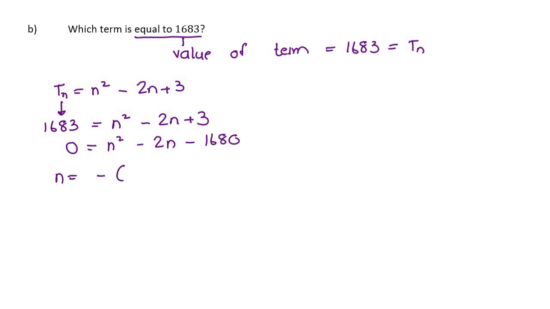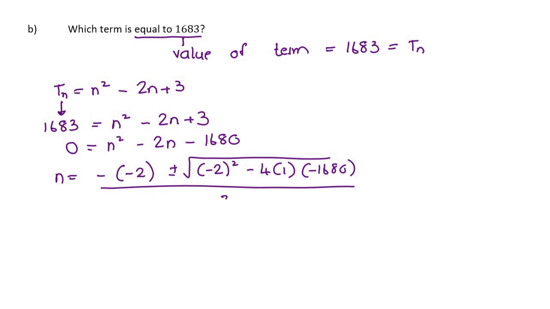So it's negative b plus minus the square root of b squared minus 4ac, all over 2a. Now you don't have to show me any working other than that. You must show me substitution into the formula, but after that you don't have to show anything. Now if I get values for n that are negative or fractions, I know they can't possibly work. So what do I get? I used my calculator and I got n equals 42 or n equals minus 40.